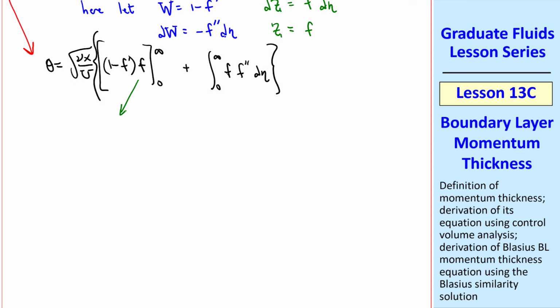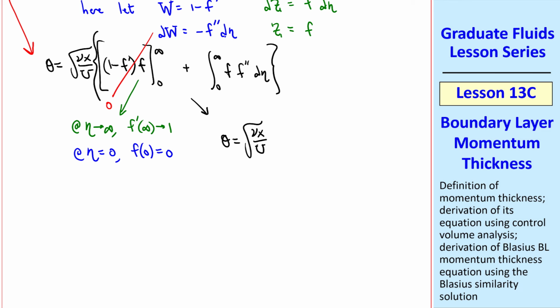Well, let's look at these limits. We know that as eta goes to infinity, f prime of infinity goes to 1, so this term becomes 0 at the upper limit. At eta equals 0, f of 0 is 0, and thus this term goes to 0 at the lower limit as well. So this whole term goes away, and we're left with theta is square root of nu x over U, integral from 0 to infinity of f double prime d eta.